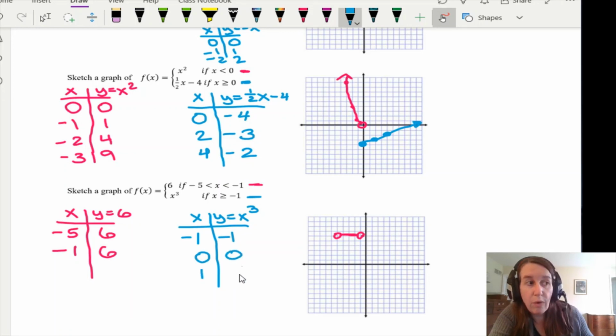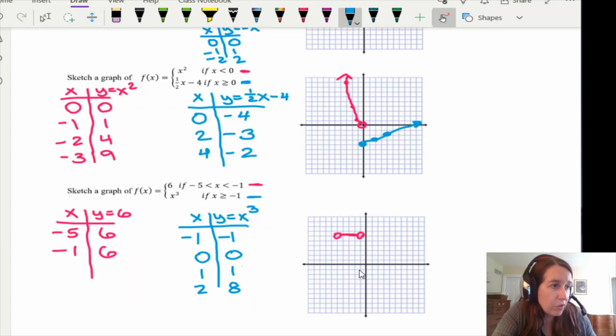We could go with 1. 1 cubed is 1. If you want more points, you could go with 2. 2 cubed is 8. Okay, just to get a good graph of it. So first point is -1 comma -1. Okay, remember that that was going to be filled in because of greater than or equal to. Then we have 0, 0, 1, 1, 2, 8.